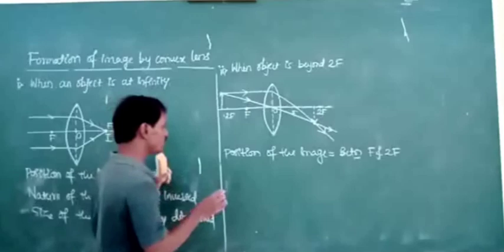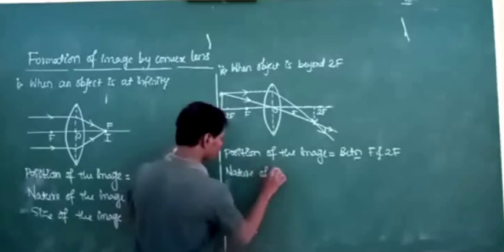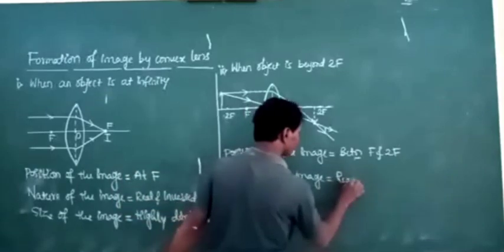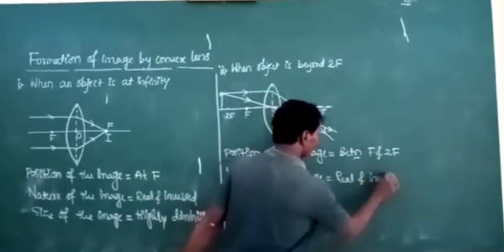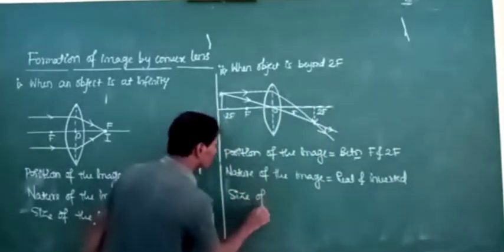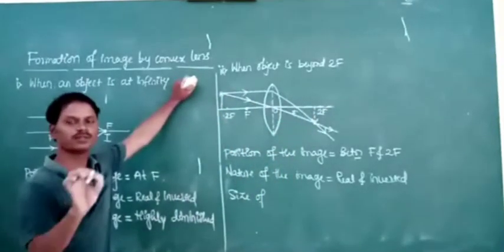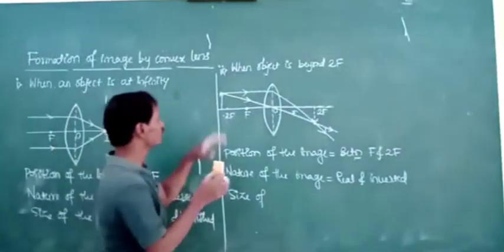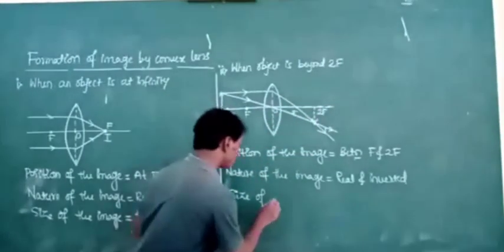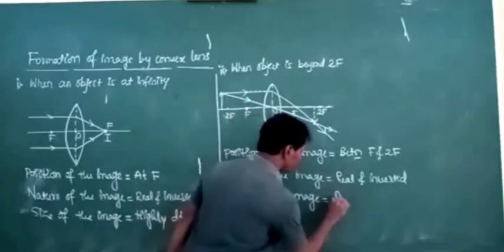Then next, what is the nature of the image? The nature of the image is real and inverted. And last one, the size of the image. Compared to the size of the object, the size of the image is small. That is why it is called diminished. Only diminished, but not highly diminished, because compared to the size of the object, the size of the image is small. The size of the image is said to be diminished.